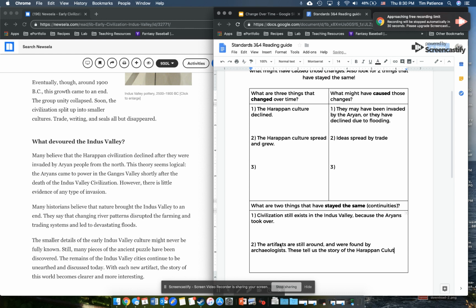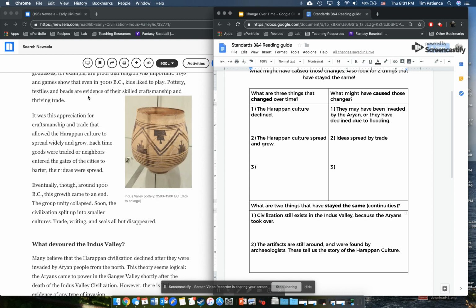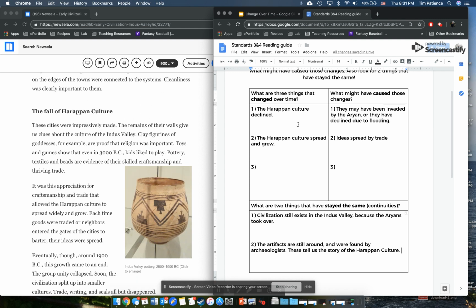All right, that little pop-up guy tells me that I'm running out of time. So we will wrap it up there. This is just an example of how you would complete this sheet based off of a reading. And we are going to practice that. You guys are going to practice that here in class in just a minute. All right. Thank you for watching, guys.